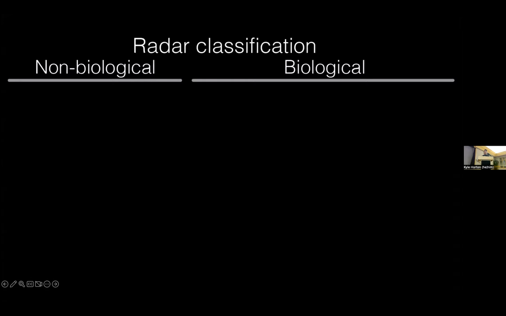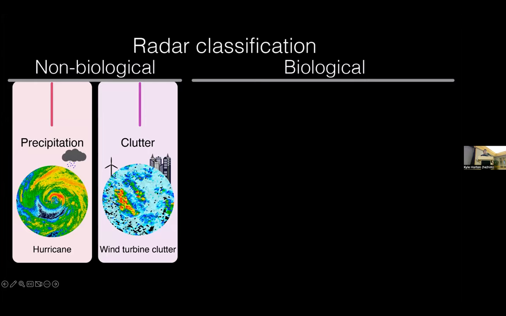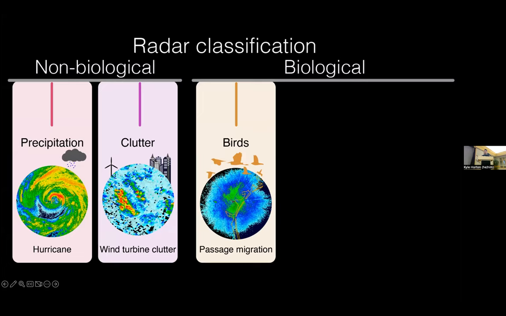Okay, so really quick, radar classification. What do these radars measure? It could be weather, like they're designed for: hurricanes, tornadoes, precipitation estimation. They also collect some clutter, right? A high-rise building or a wind turbine will also reflect enough energy back to the radars that it shows up as a strong signal. From the biological standpoint, that's what I'll be talking about today.